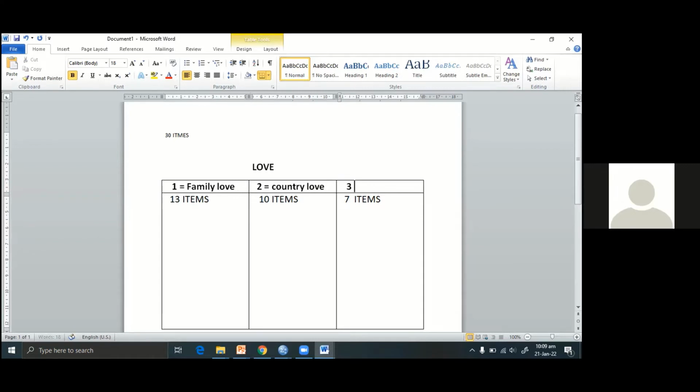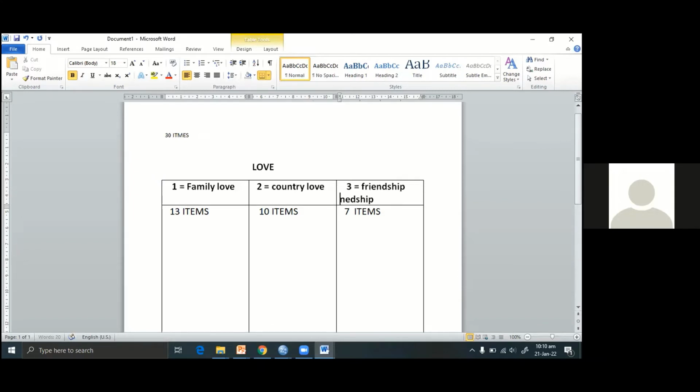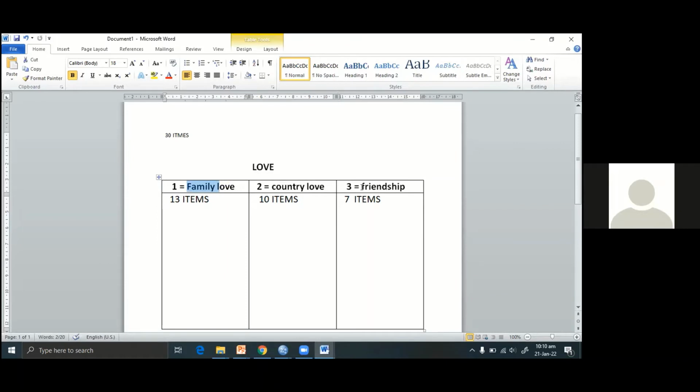And that is, for example, family love, country love, and friendship love. Now, these 3 categories, who will label them as family love, country love, and friendship love? You as a researcher, you will do it.